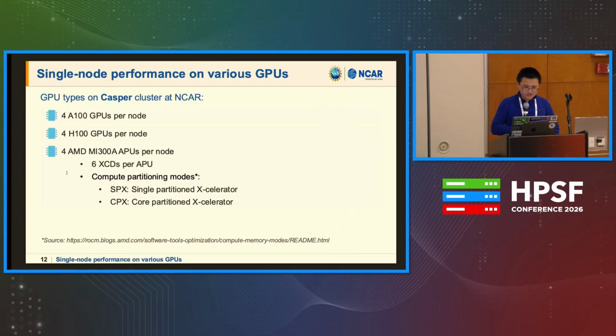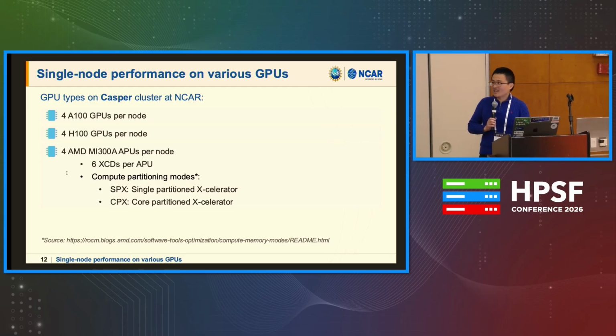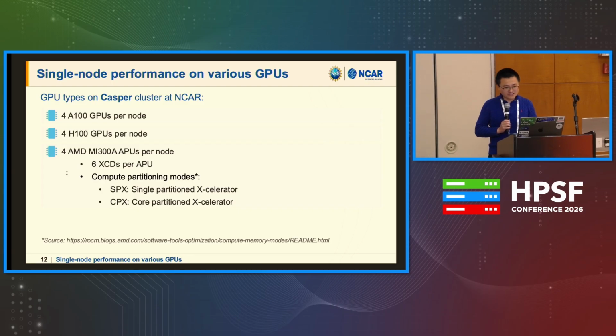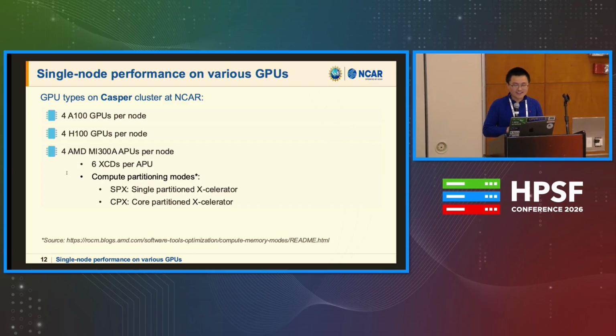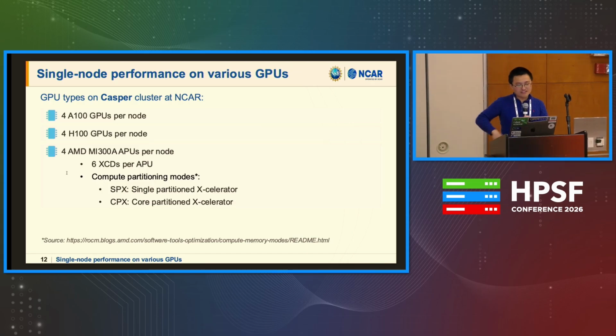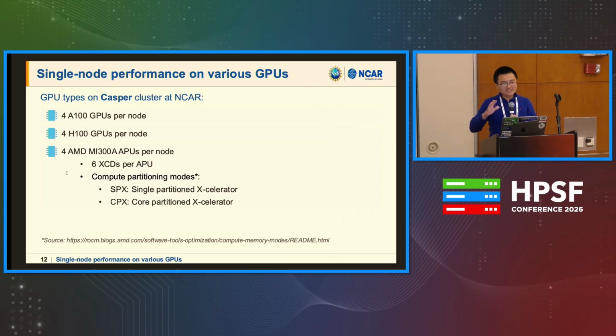So before I move on to show you some ultra-high resolution simulations, another thing, as I said in the early slides, that we are interested to see the performance portability of the Kokkos dycore on various vendors' GPU. So in these cases, we will switch from the ratio to another cluster called Casper at Anka. This is a small cluster.